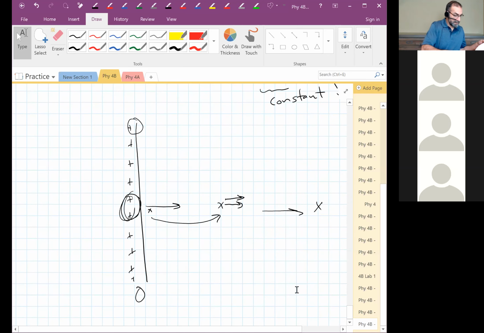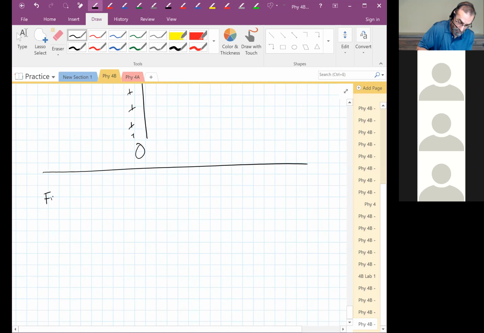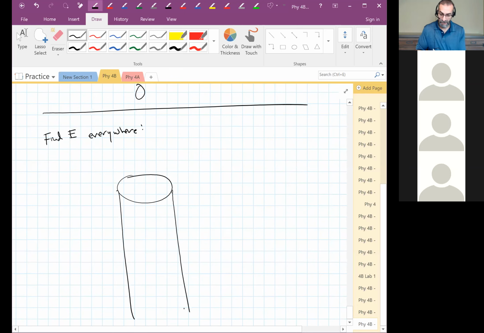Okay, let's do, what should we do? A cylinder? Let's do a cylinder. Find E everywhere. Where do you want the charge? Uniform throughout the volume? Why not?